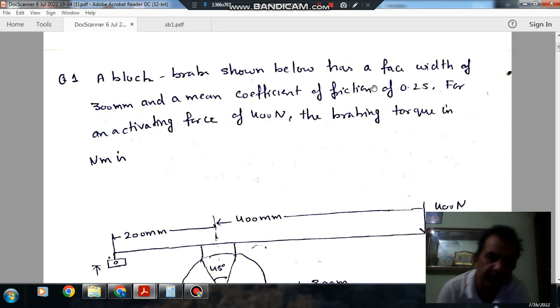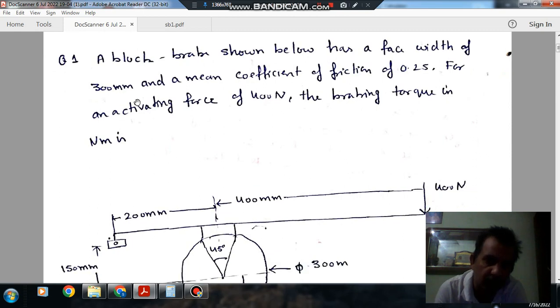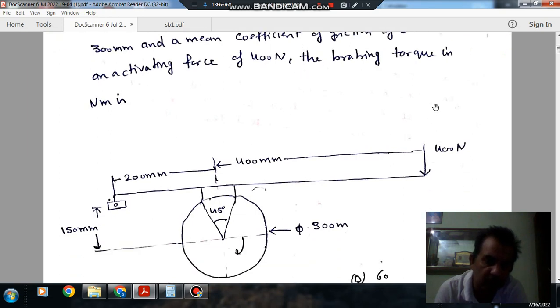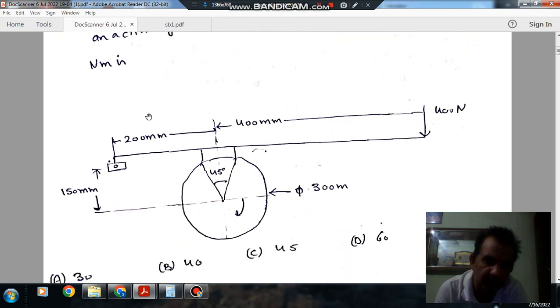The topic is brake. Question number one: a block brake shown below has a face width of 300 mm and a mean coefficient of friction of 0.25. For an activating force of 400 Newton, the braking torque in Newton meter is... so this is the brake shown.